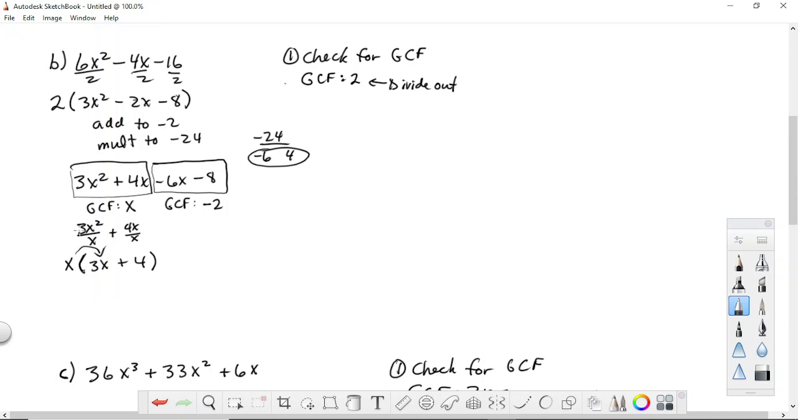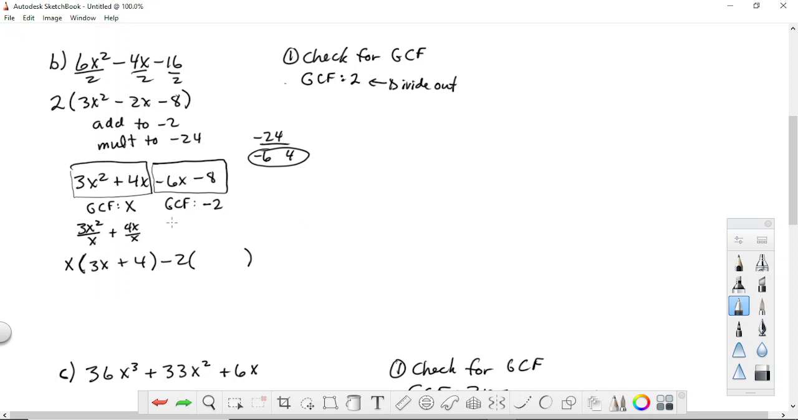Okay? And we multiply that back real quick. X times 3x is 3x squared. X times 4 is the 4x. So we get the 3x squared plus 4x when we multiply it back. It is correct. So we're going to factor out the negative 2 here from the other group that's in the other box.